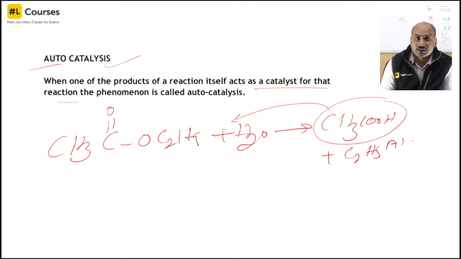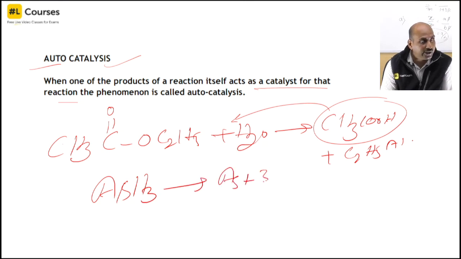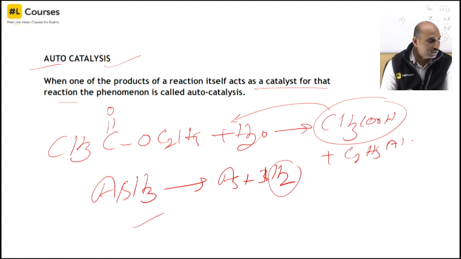Or if you look at the colloidal solutions, which we will be talking about in later classes, there arsenic hydride, AsH3, gives rise to As plus 3H2. Now this hydrogen which is formed here makes this reaction happen. Thereby, this becomes an example for auto-catalysis.